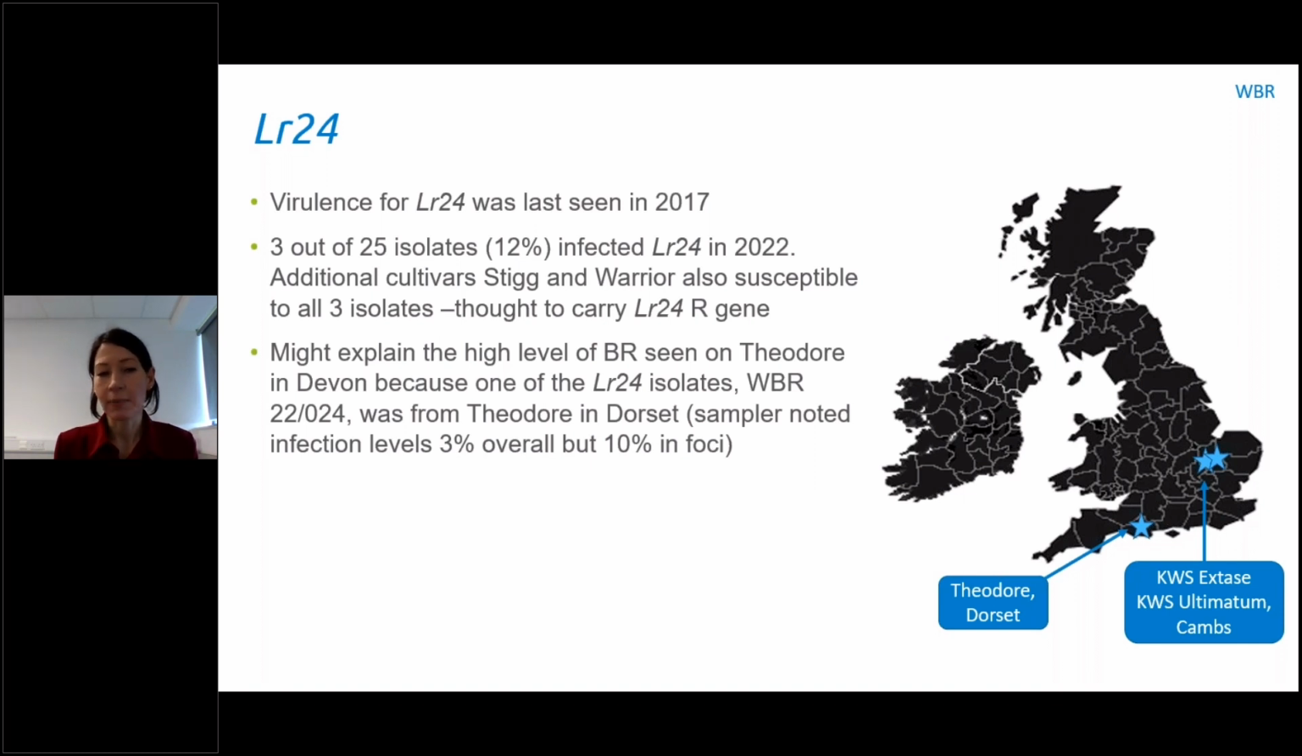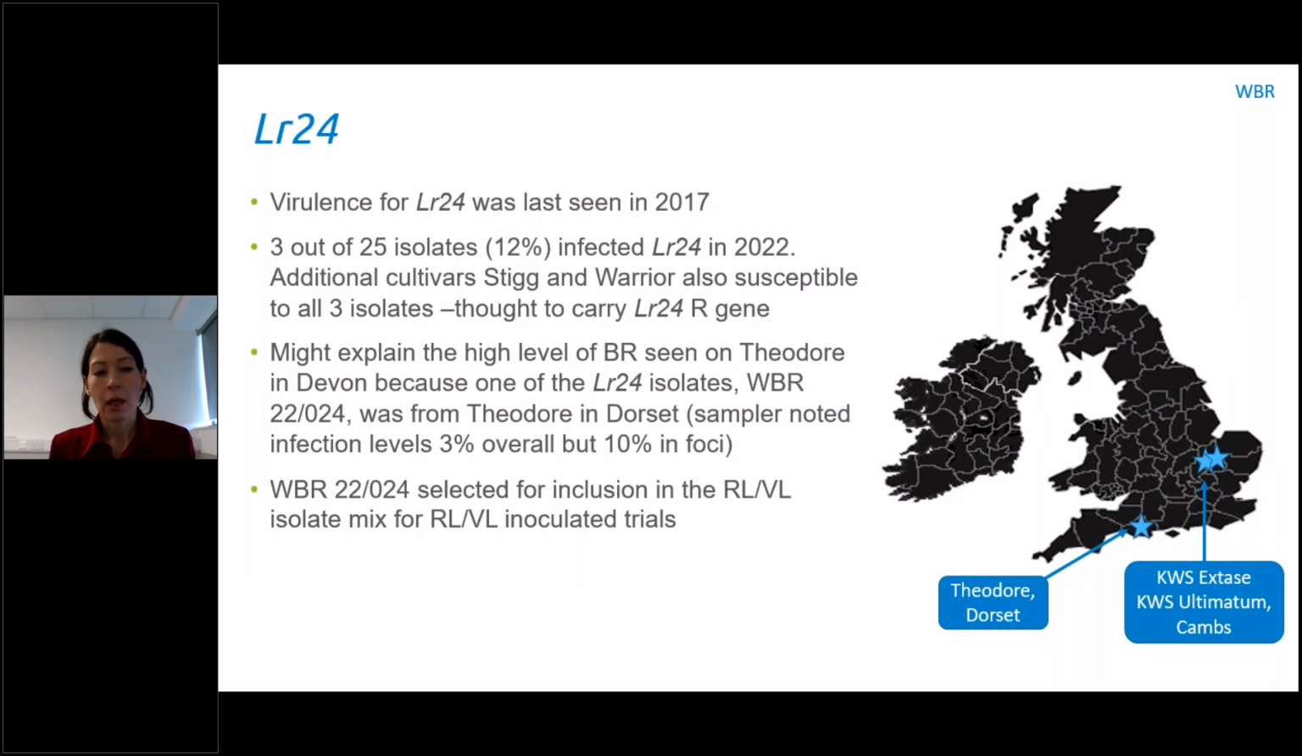And this might explain the high level of brown rust seen on Theodore in Devon, because one of the LR24 isolates, that 22024, was actually from Theodore in Dorset. And I checked back on the notes, and the sampler did note that infection, although he was scoring the infection levels at 3% overall, he also noted 10% in foci. So, you know, 10% on Theodore, that's a lot for Theodore. So I think this may be similar to that one that somebody had also seen in Devon.